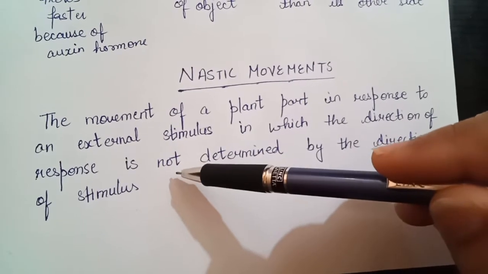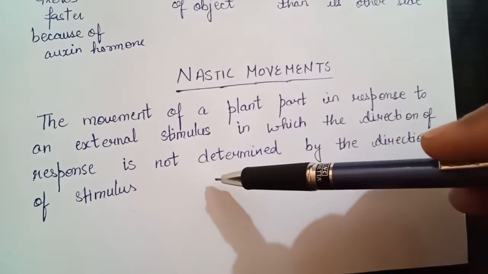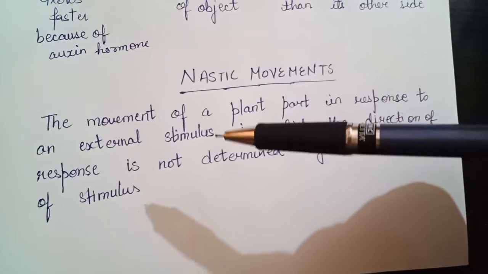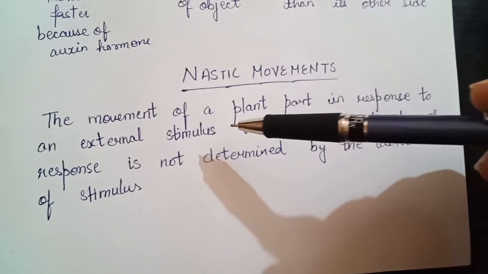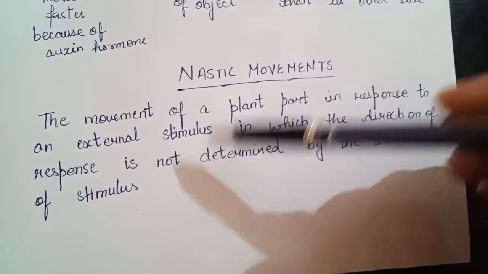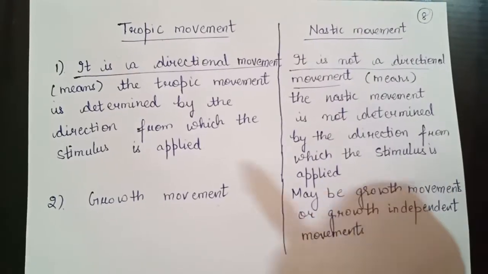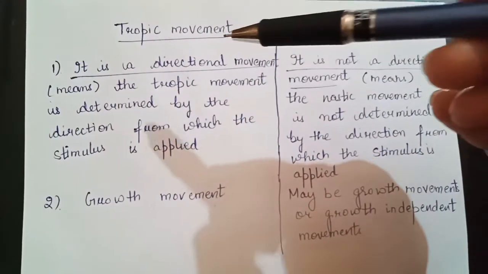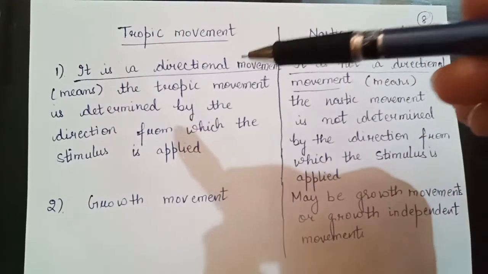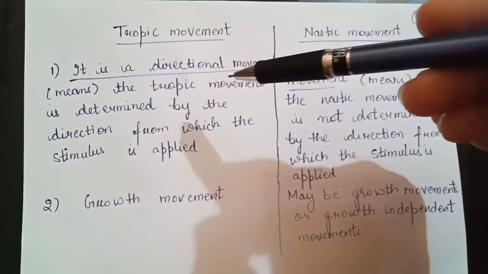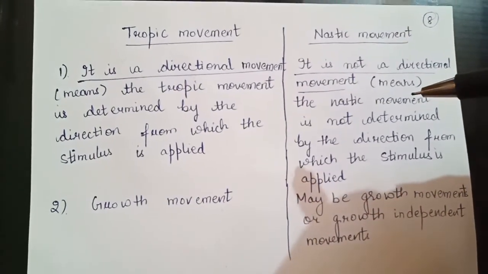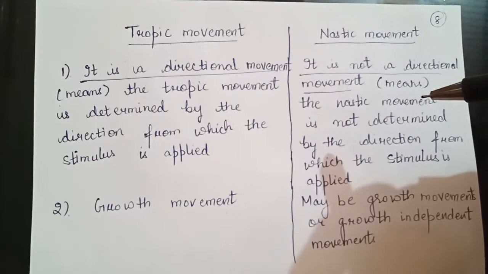It marks the difference between tropic and nastic movement. In nastic movement, the direction of the response is not decided by the direction of the stimulus. These are the two main differences between tropic movement and nastic movement. First, tropic movements show directional movement, and nastic movements don't show directional movement.